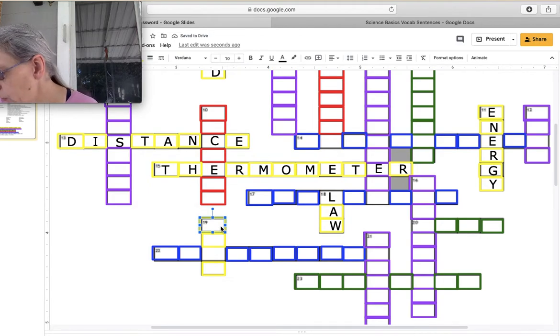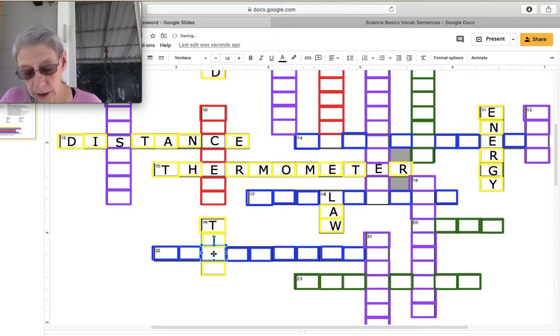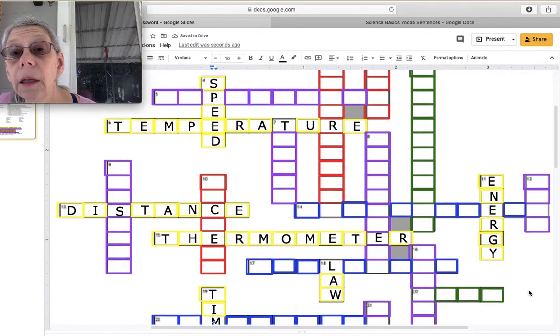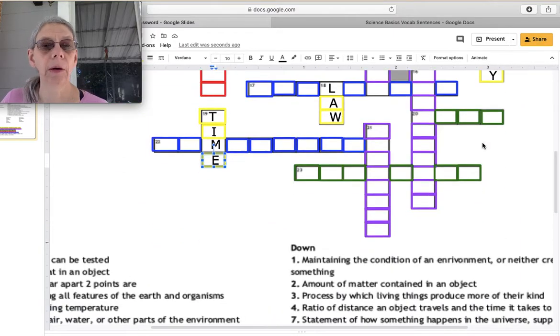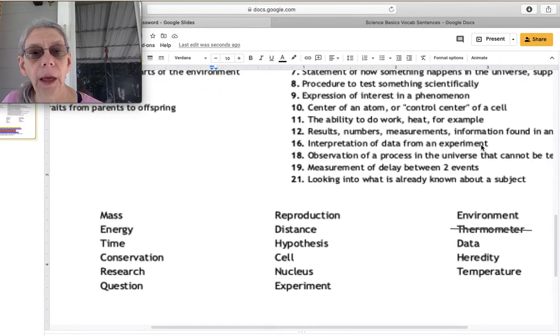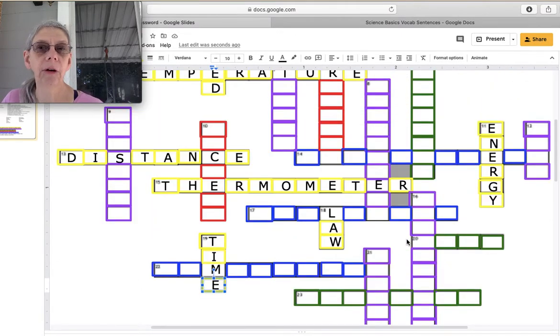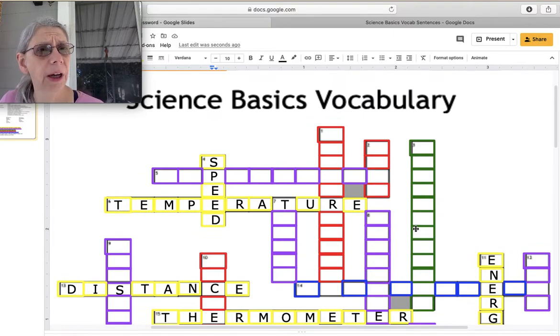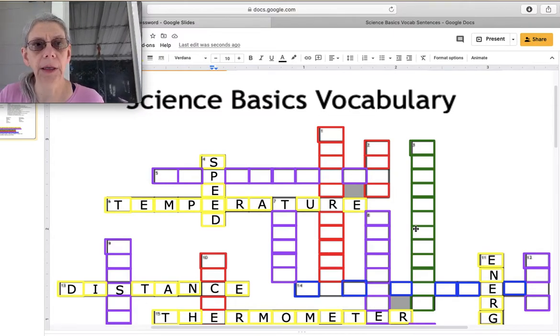And 19 down, the measurement of delay between 2 events. That's the definition of time. All right, and I think we got our 1, 2, 3, 4, 5, 6, 7. Yep, 7 yellow words. Okay, and then we're going to move on. So we're done with these. Move on to our purple scientific method terms, which are not going to come up in the order of the steps, but in the order of where they fit on the puzzle.